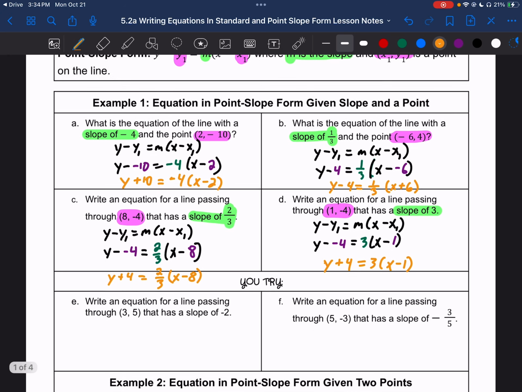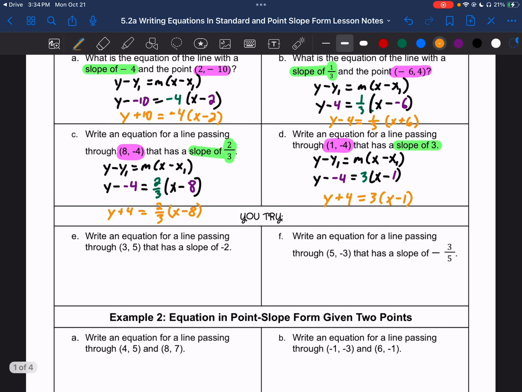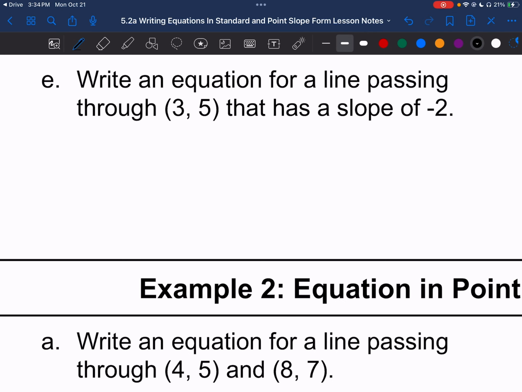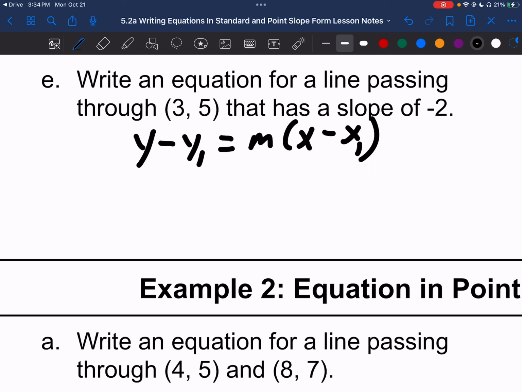All right, that brings us to our 2 U-try problems for this section. Go ahead and try E and F on your own, and then come back and check your work against mine. Letter E, we have y minus y1 is equal to m times x minus x1. And we're going to substitute in our values. We have (3, 5) as our x, y values, and -2 is our slope. So we go ahead and fill in what we know. y minus 5 is going to be equal to my slope, -2, times the quantity x minus 3.